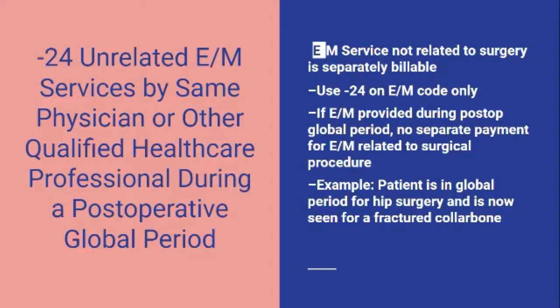Okay, now this is going to give you a little bit more of a light bulb moment. So why do we use a 24 if she's going to see her orthopedist for a fractured collarbone? Well, because she just had hip replacement surgery. The third-party payer already knows that she's gone to see Dr. Orthopedic. Well, she's got to go back again for a fractured collarbone. So when she goes back in for that fractured collarbone, you're going to use the modifier 24 to let the third-party payer know, hey, this is a completely different issue and she's being seen by the same physician. I hope that makes sense.